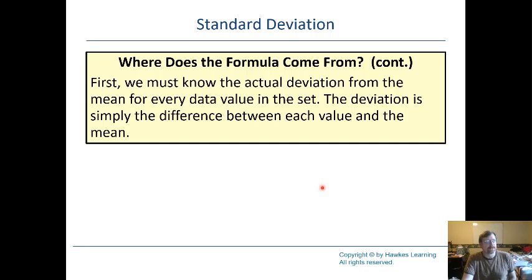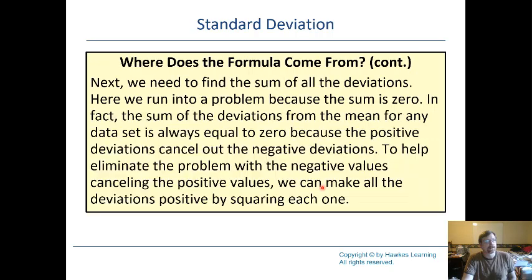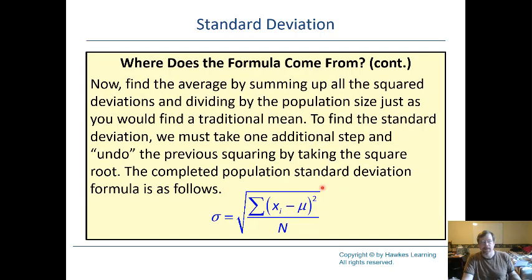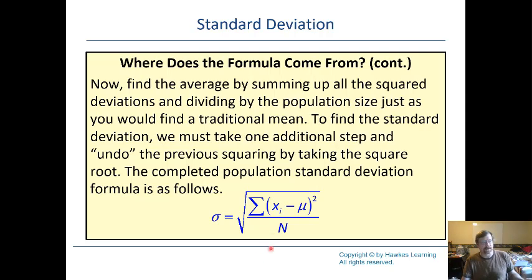The deviation is the difference between each value and the mean. Sum those up, and it would be 0. As I mentioned, the positive deviations will always cancel out the negative deviations. It's just how it works out. So we square it to make everything positive. And to do the average, then we divide by the number of samples, take the square root basically to undo that squaring, and that's our standard deviation for the population.